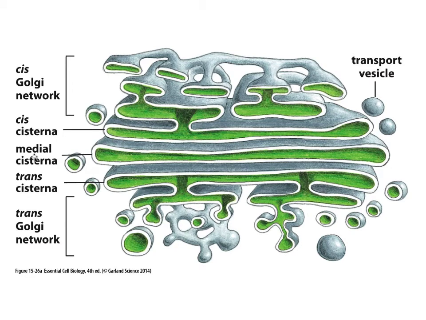The middle part is called the medial cisternae, and a cisternae is simply a sac of the Golgi apparatus. And on the other side, facing towards the plasma membrane, we have the trans-Golgi. So new material enters on this side, and as it progresses through by being budded off and exchanged between cisternae, modifications are continually taking place so that mature vesicles end up being generated on the trans-Golgi network.